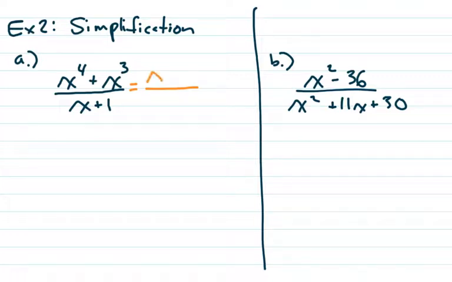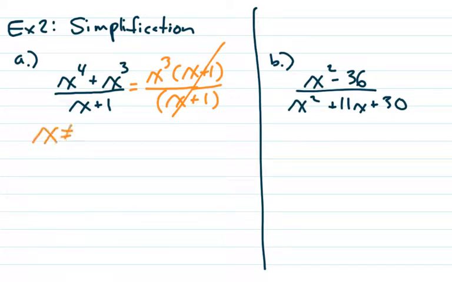Okay, so I can take out an x to the third on the top, and I'll be left with x plus 1 on the top and x plus 1 on the bottom. Now, you're going to be very tempted to cancel those out, and you should. However, you have to make sure that you list that domain restriction. You have to make sure that you know that x cannot equal negative 1. So this rational expression can be rewritten as x to the third, and that's exactly what it looks like. It looks like x to the third, except x cannot equal negative 1.